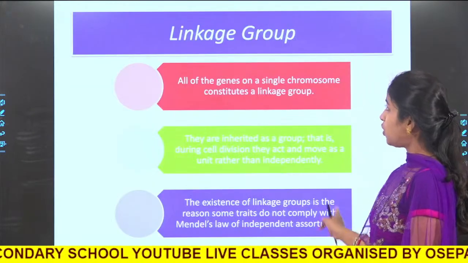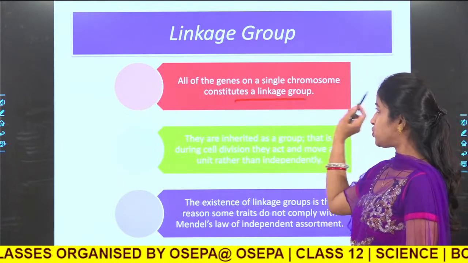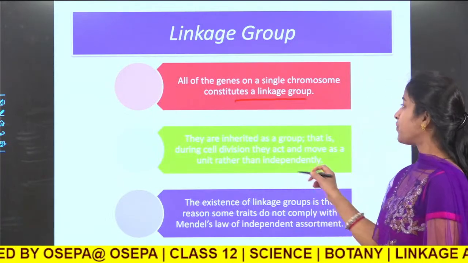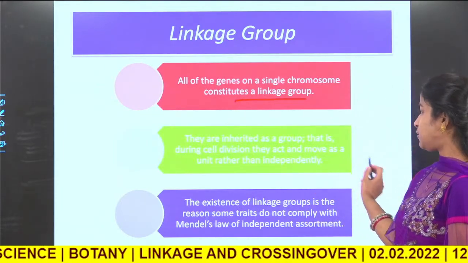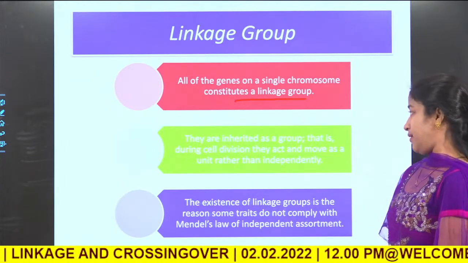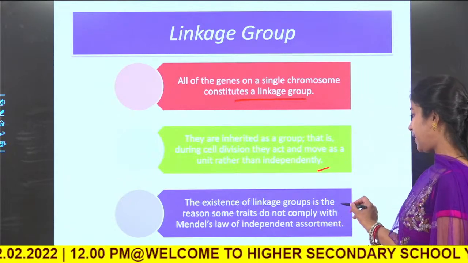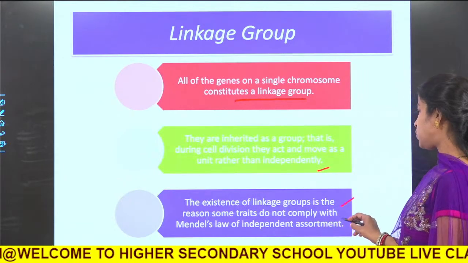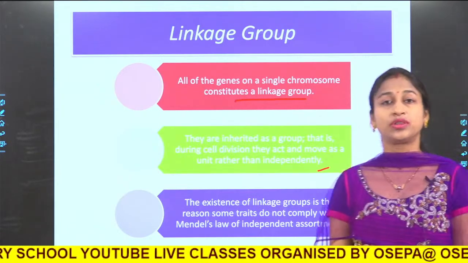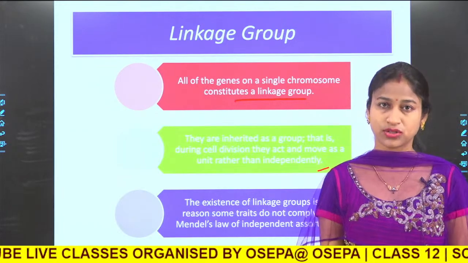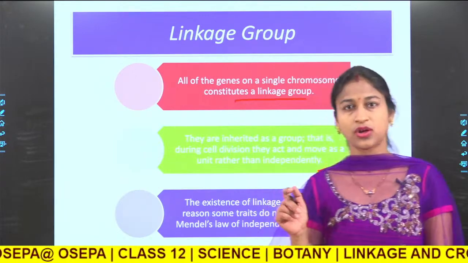So, a linkage group is all of the genes on a single chromosome, as we discussed here. They are inherited as a group; during cell division they act and move as a unit rather than independently. Finally, the existence of linkage groups is the reason some traits do not comply with Mendel's law of independent assortment. The deviation from independent assortment is because of the phenomenon of linkage.